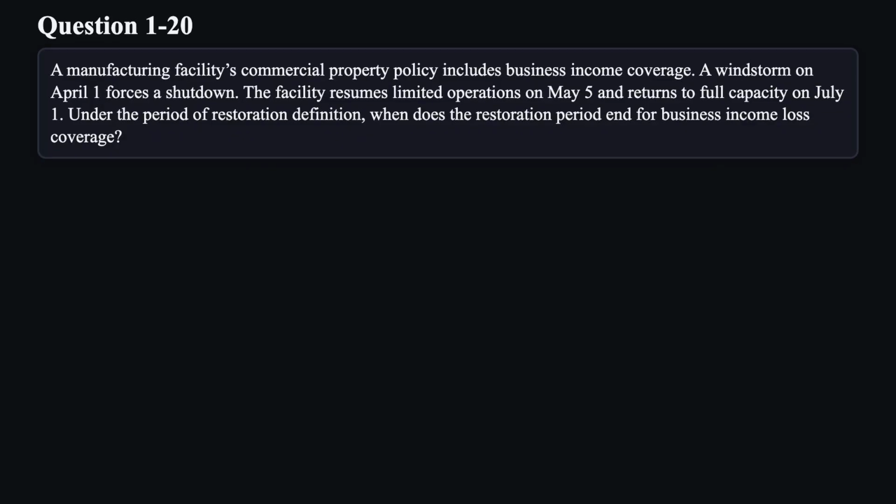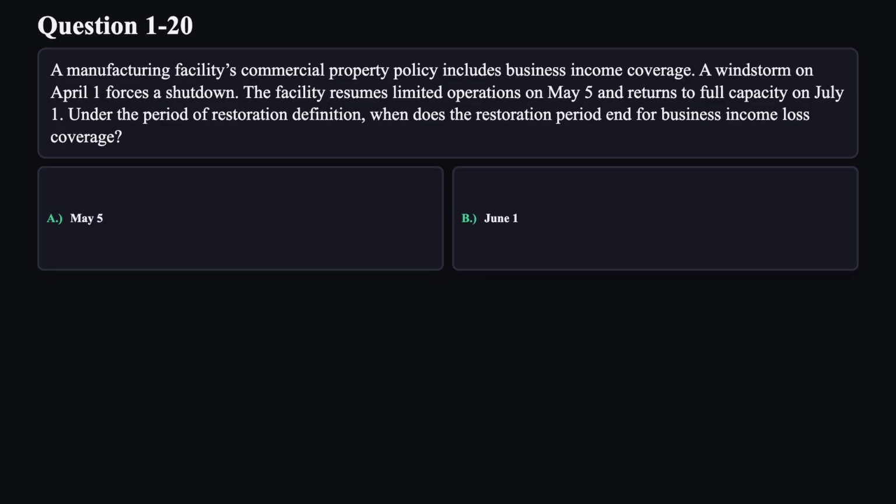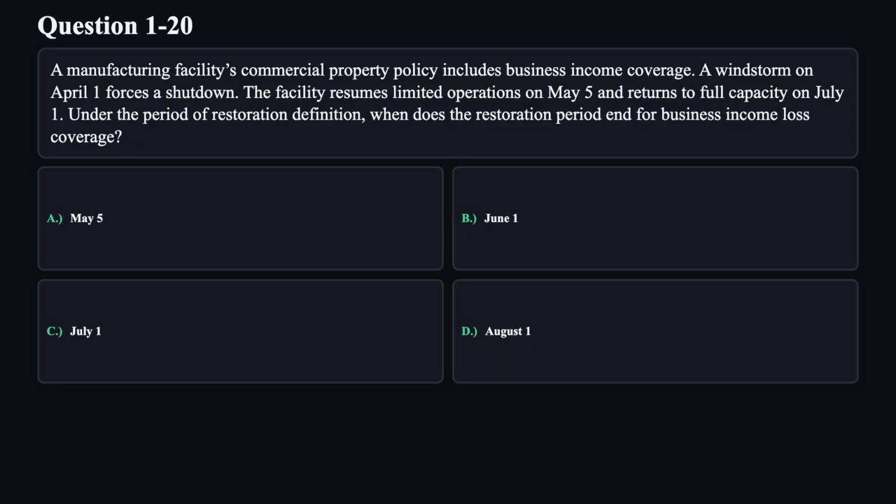Question 20. A manufacturing facility's commercial property policy includes business income coverage. A windstorm on April 1st forces a shutdown. The facility resumes limited operations on May 5th and returns to full capacity on July 1st. Under the period of restoration definition, when does the restoration period end for business income loss coverage? A. May 5th. B. June 1st. C. July 1st. D. August 1st.